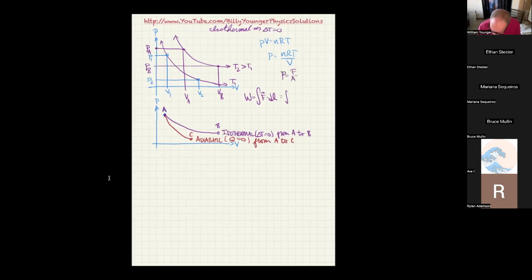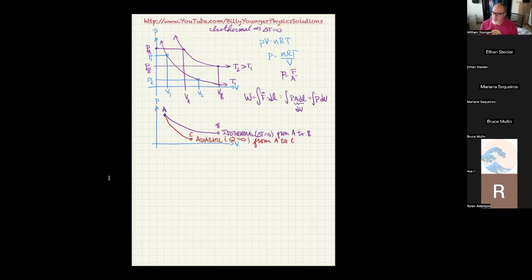So force is equal to pressure times area times dl. But that right there, A times dl is dV. So you get the integral of P dV. So you see the area under the curve is the actual work done.